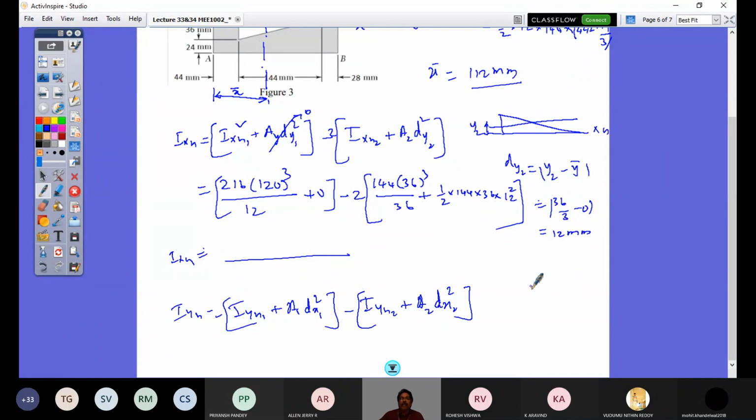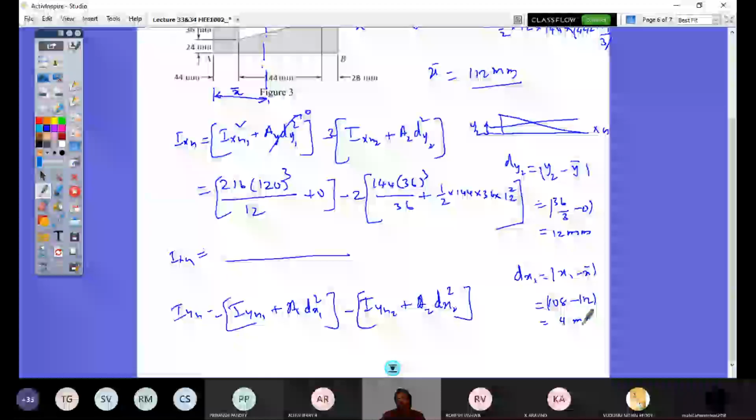So now here, what are dx1 and dx2? Dx1 is modulus of x1 minus x bar. X1 is half the value of that, that's 108, minus x bar, 112. So how much is it? Minus 4. So it's modulus 4 mm.